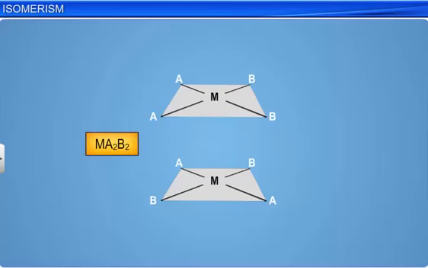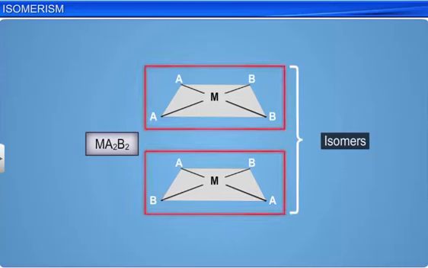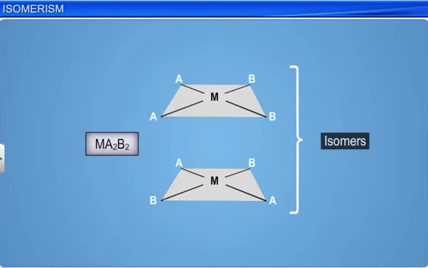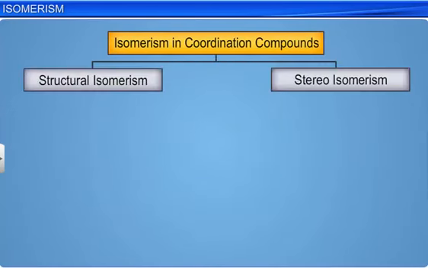Two or more compounds with the same chemical formula but different structural arrangements are called isomers. The phenomenon is known as isomerism. Isomers differ in one or more physical or chemical properties because of the difference in the arrangement of the atoms. Isomerism in coordination compounds may be broadly divided into two types: structural isomerism and stereoisomerism.